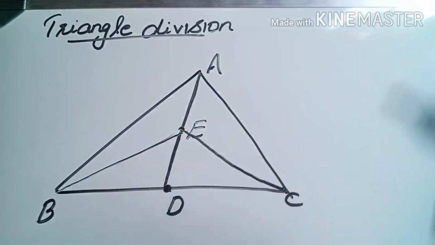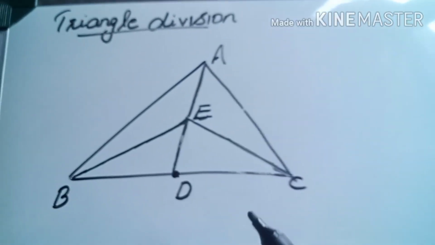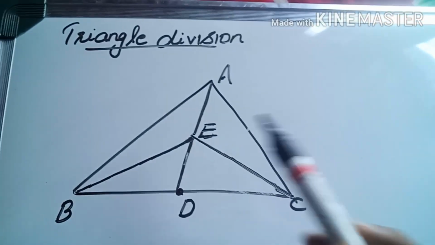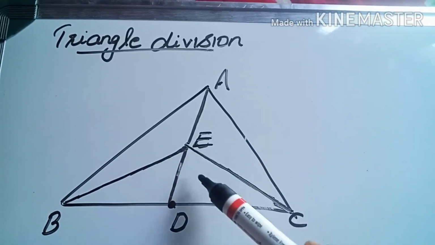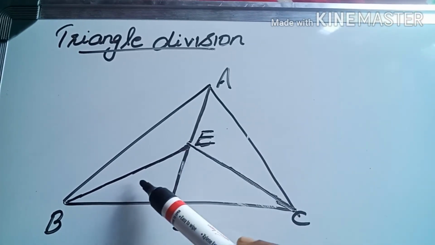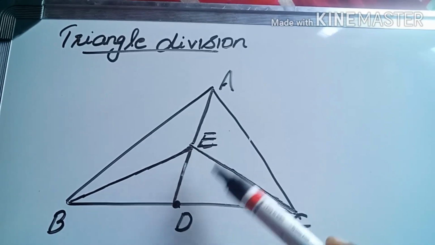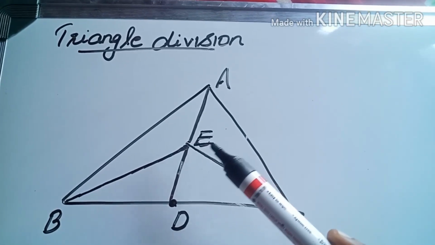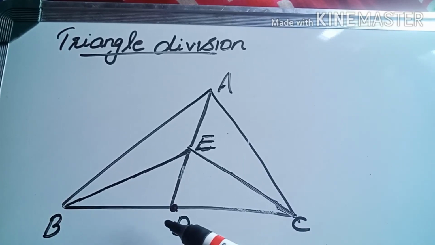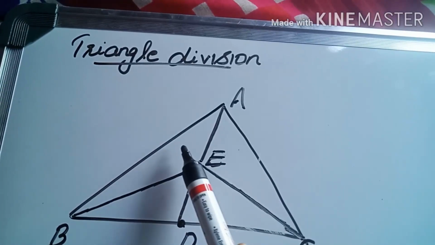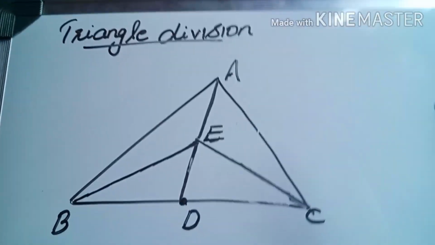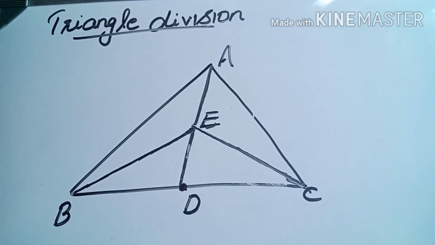Now we have to prove that all these four triangles, we have four triangles here, first, second, third and fourth, are each a fourth of the whole triangle. A fourth of the whole triangle simply means we need to prove all these four triangles have equal area. That is what we need to prove here.